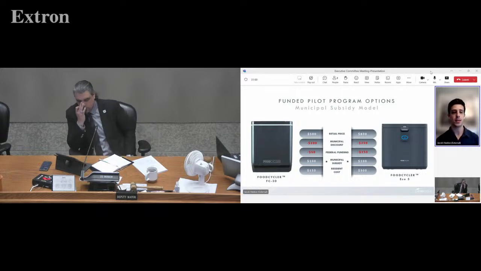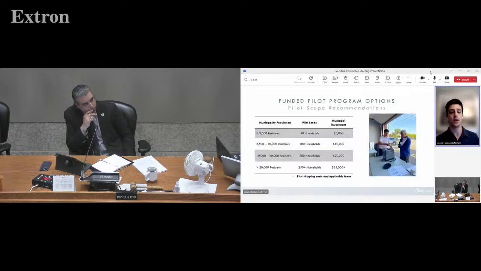It's to help test the program in your community, gain some data, and we found that residents are happy to chip in a portion of the cost to help see if this is a viable program for this specific community. And then after that 12 weeks, the resident gets to keep their food cycler, and we have a report that goes back to you, and we can look at how this could look as a more community-wide program based on the success of that pilot.